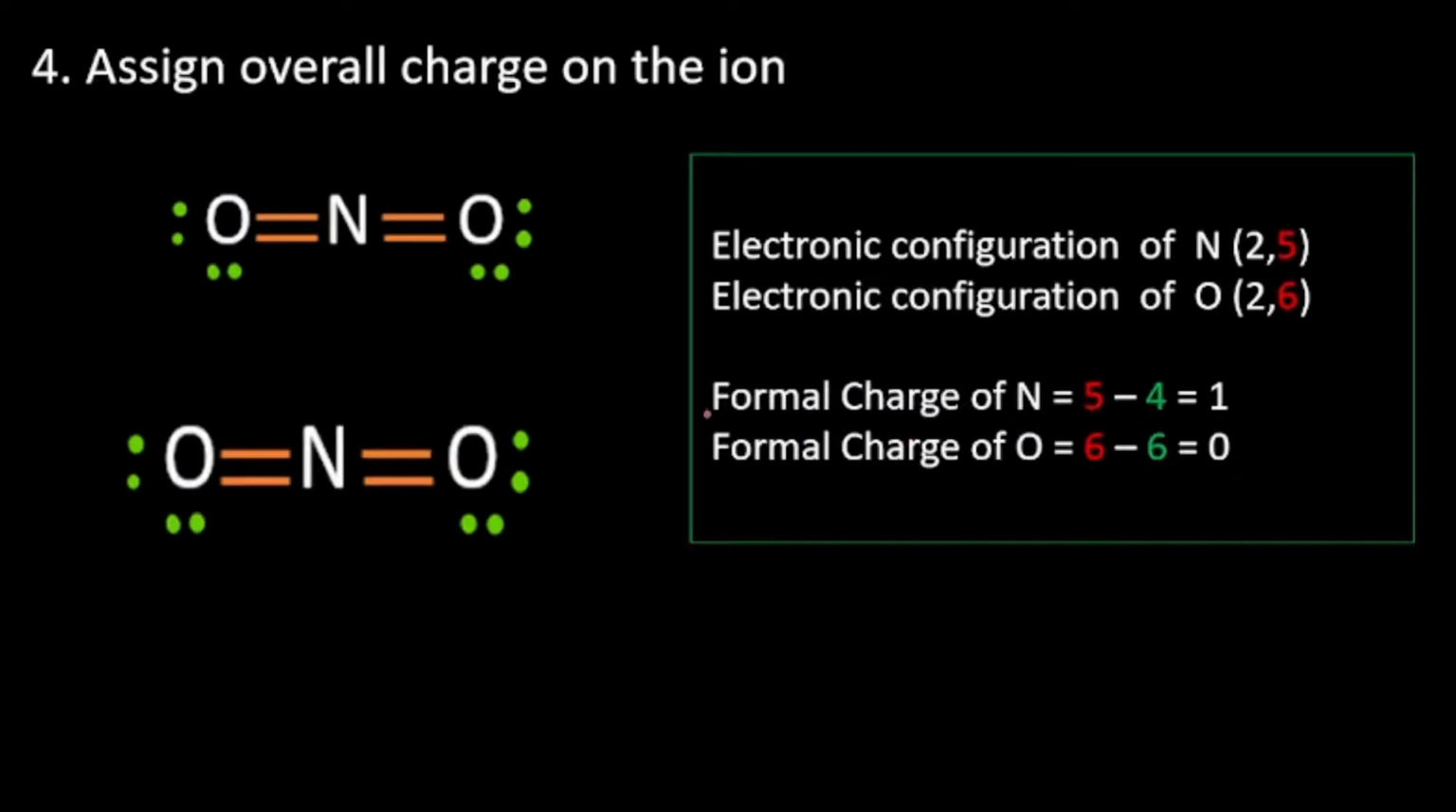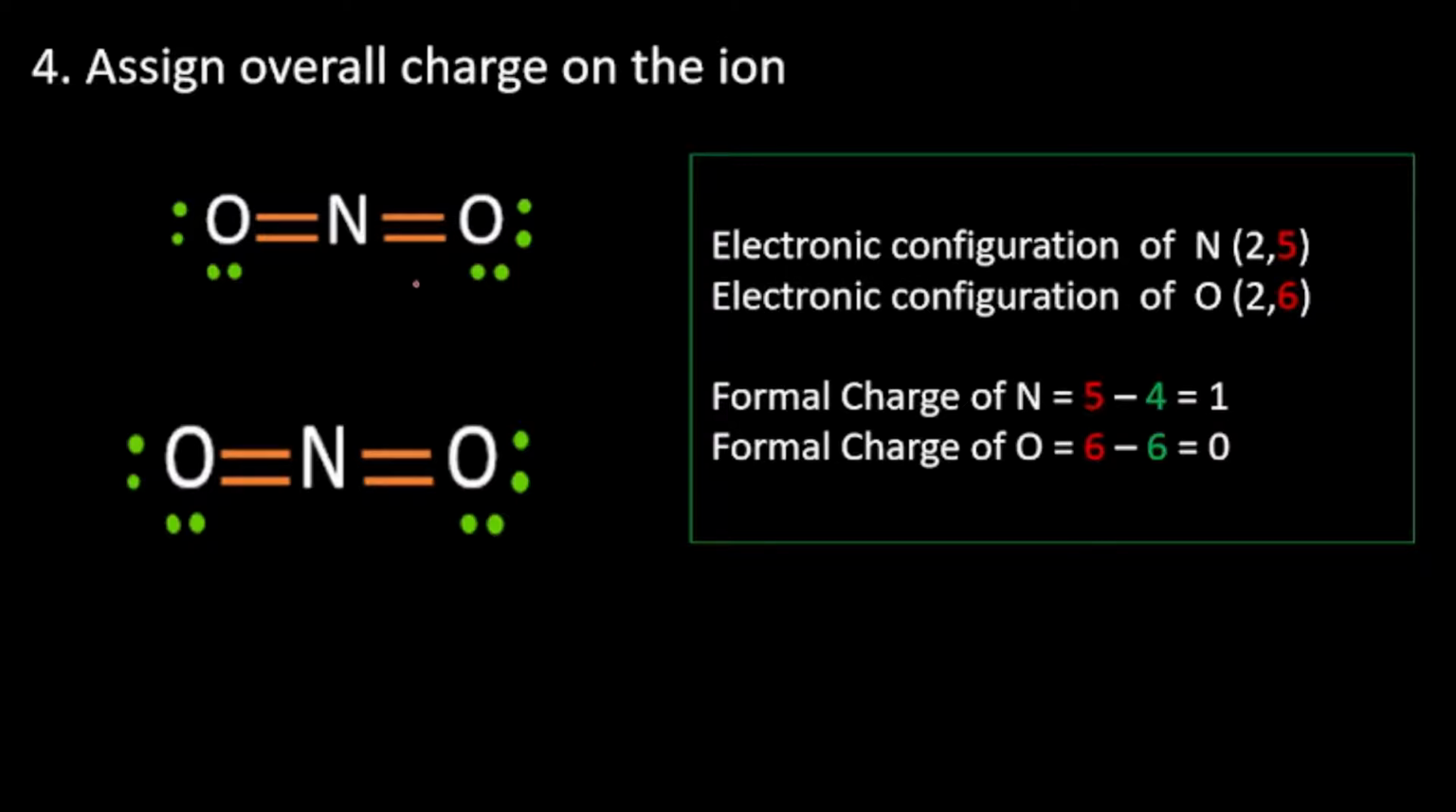Now the final step, you have to assign the overall charge on the ion. For that you have to calculate the formal charge. How can you calculate the formal charge? Formal charge is equal to the number of valence electrons of an atom minus the number of electrons assigned to that atom in the Lewis structure.